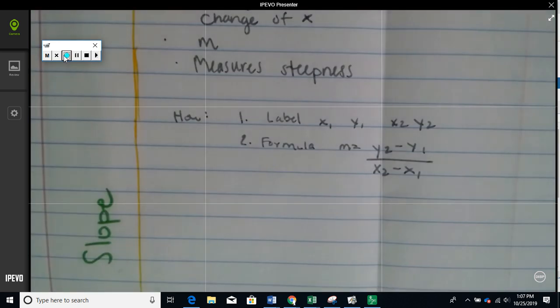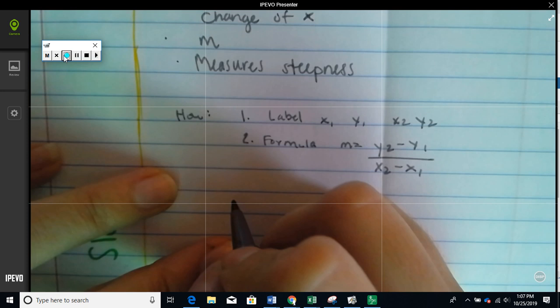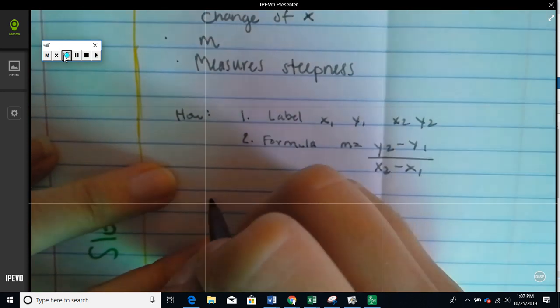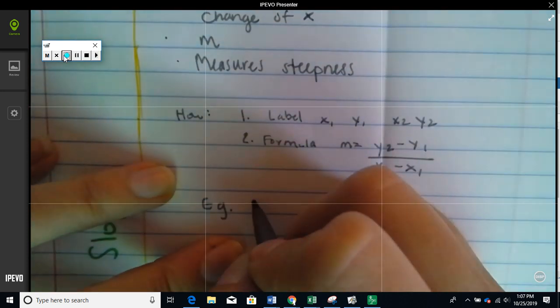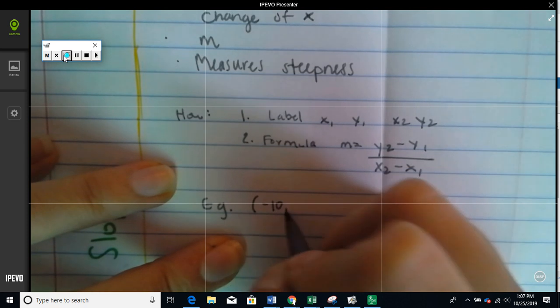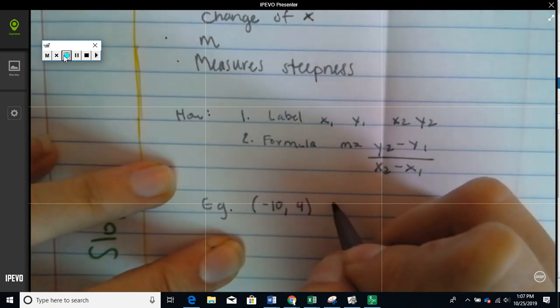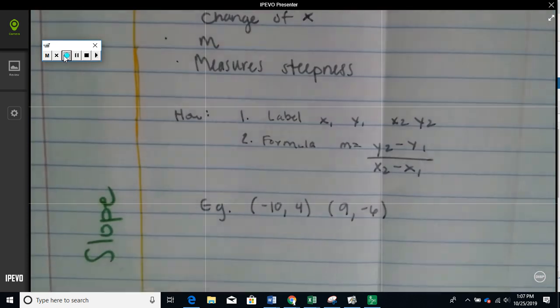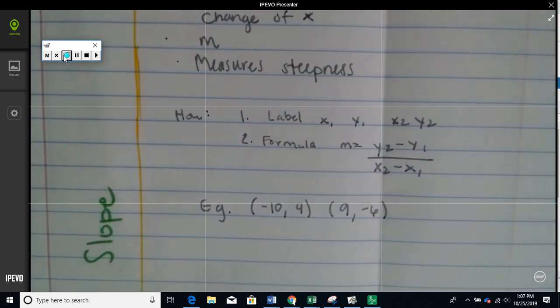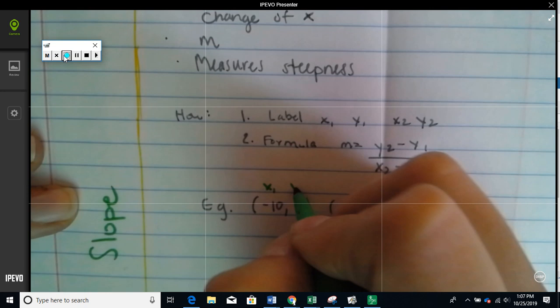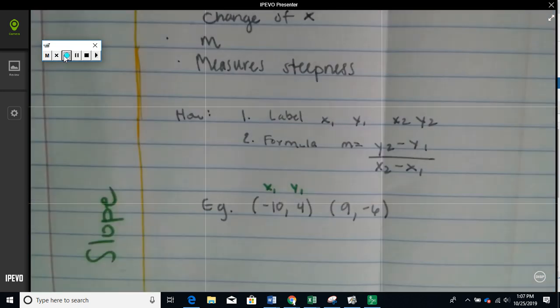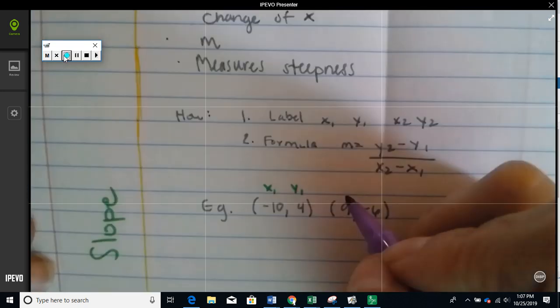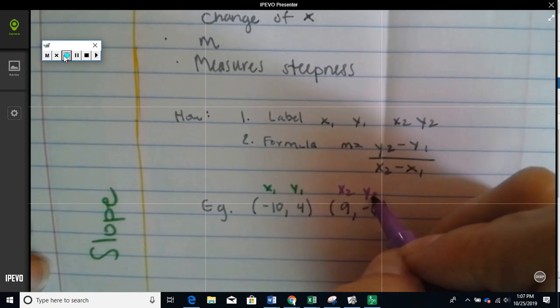So you'll have a quiz on using the formulas, then you'll have one where you have to know which formula to use. So let's do an example. Let's do the same numbers, negative 10 over 4 and 9, negative 6. So we're going to label x and y, x1, y1, x2, y2.